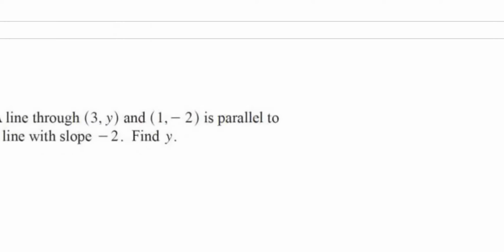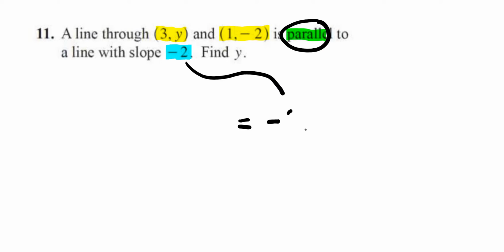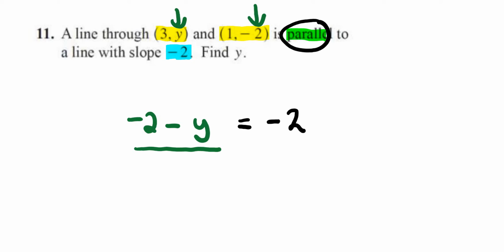Okay, so we went to question number 11 here. So a lot of these questions, the same themes are coming up again. So I have a line through the point 3 comma y and 1 comma negative 2, and it's parallel to a line with a slope of negative 2. All right, so if it's parallel, that's great. That means the slopes are equal, so the slope here will not change. It's going to be negative 2. And then we need to write a slope expression for the coordinates in yellow. So it's going to be y2, which is going to be negative 2, minus y1, which is y, all divided by x2, which is going to be 1, minus x1, which is 3.